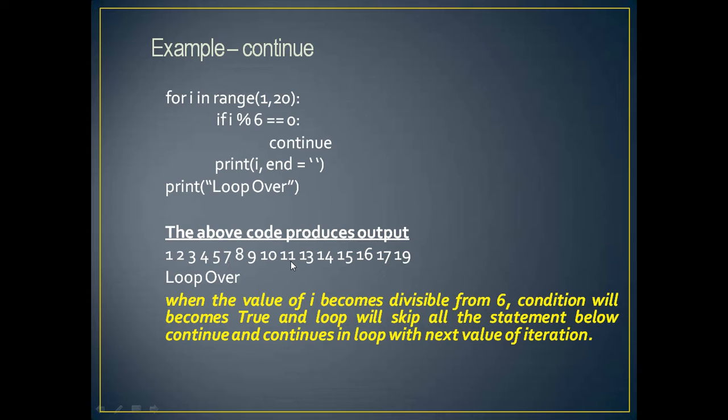7, 8, 9, 10, 11 is printed. 12 modulus 6 is 0, it is not printed, and similarly 18 modulus 6 is 0, therefore 18 is also not printed. When the loop is over, it prints "loop over".